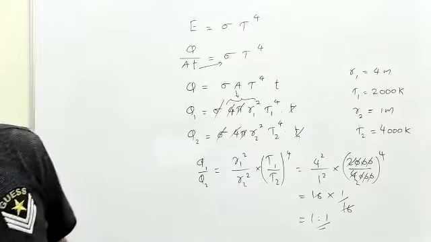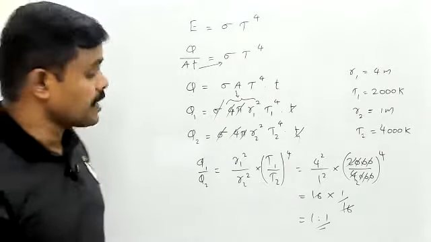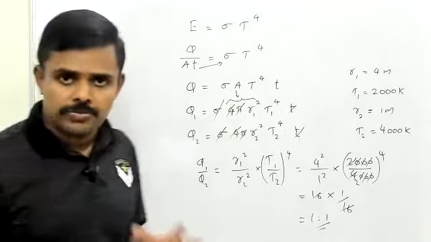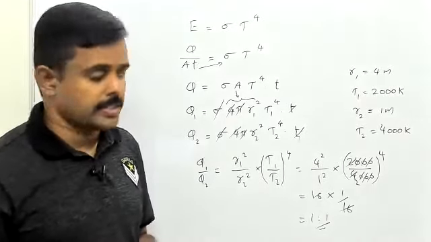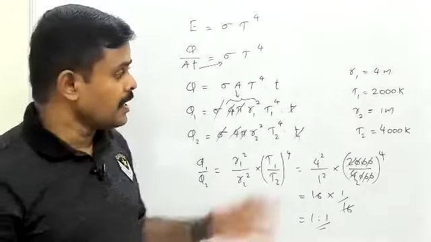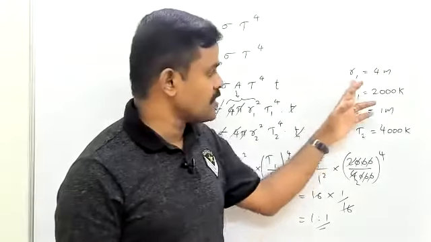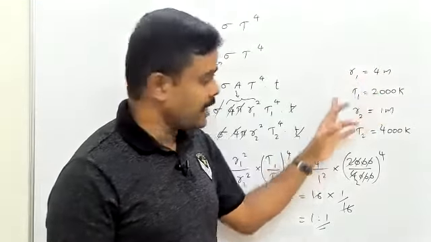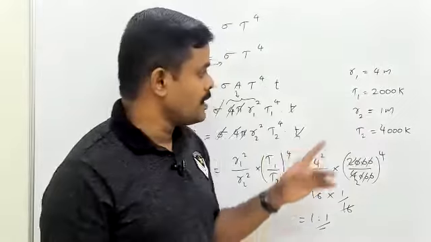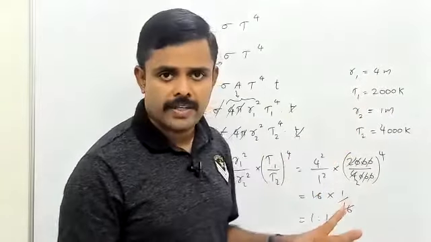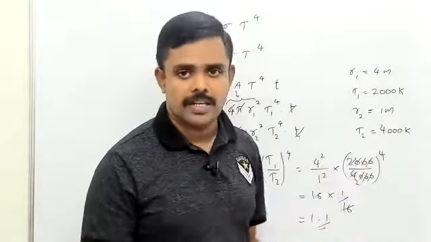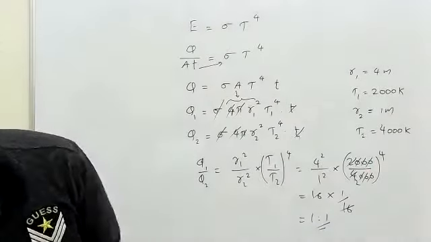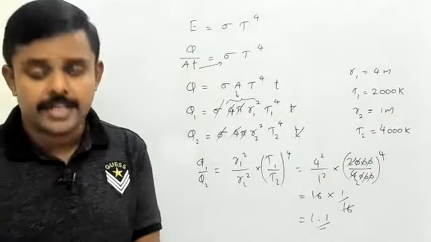I'll repeat this one more time. Look at this. What is the question? There are two spheres given, a previous All India question. The radius of the first sphere is 4 meters, the radius of the second sphere is 1 meter. The temperature of the first sphere is 2000 Kelvin, the temperature of the second sphere is 4000 Kelvin. They are asking you to find the ratio of energy radiation.